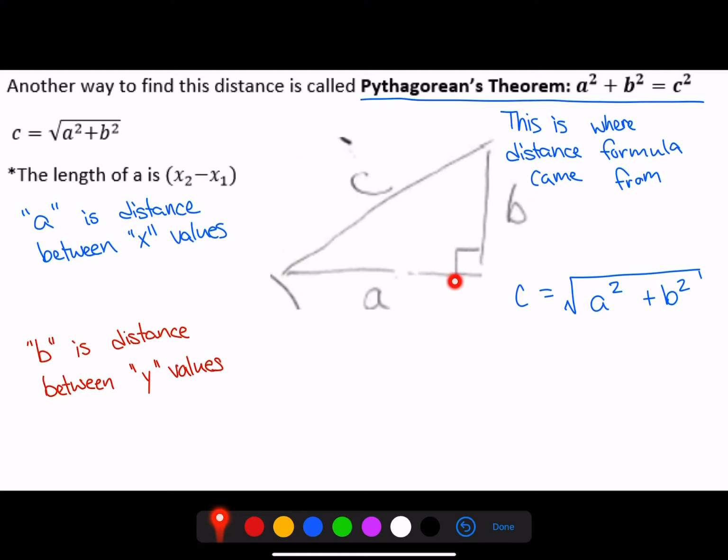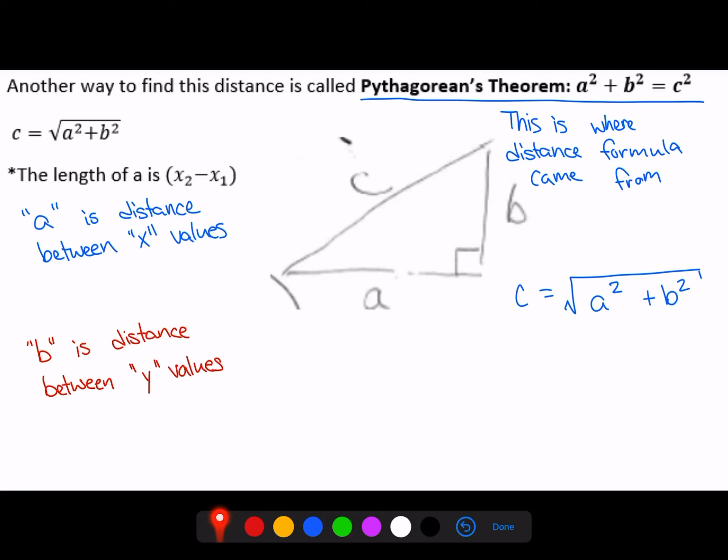So if I use this formula here, I have a squared plus b squared equals c squared. Now, the length of a is the distance between the x values. So it's just x2 minus x1, which is in the distance formula. Same with the y's. This is y2 minus y1, and that'll give me this length. So that's where the distance formula comes from. It actually comes from Pythagorean's theorem. So we can use Pythagorean's theorem to help us out.